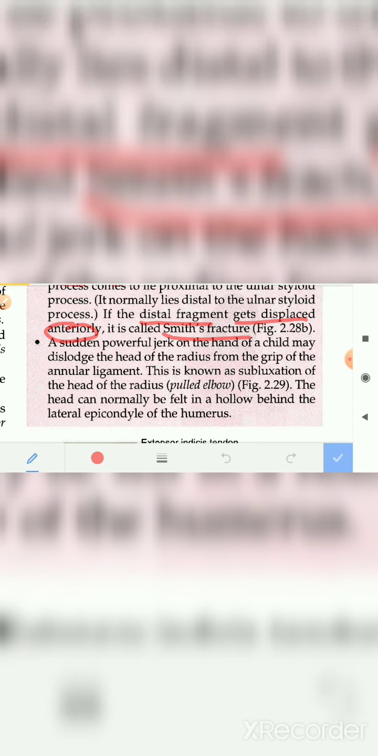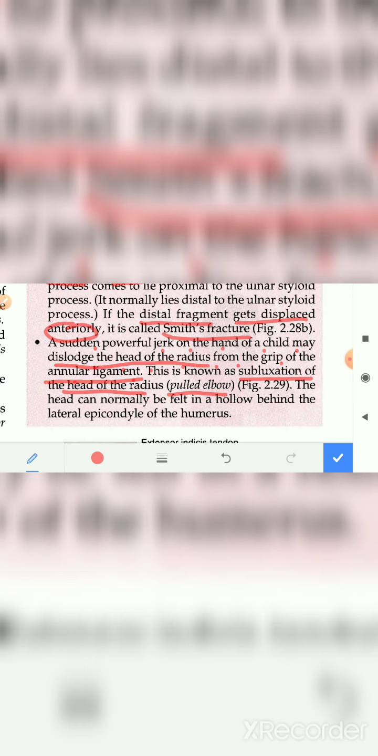Then what is pulled elbow? It is nothing but subluxation of the head of the radius. When there is a sudden powerful jerk on the hand of a child, it may dislodge the head of the radius from the grip of the annular ligament. That means dislodgement of the head of the radius from its surrounding annular ligament causes subluxation of the head of the radius. This is called pulled elbow.